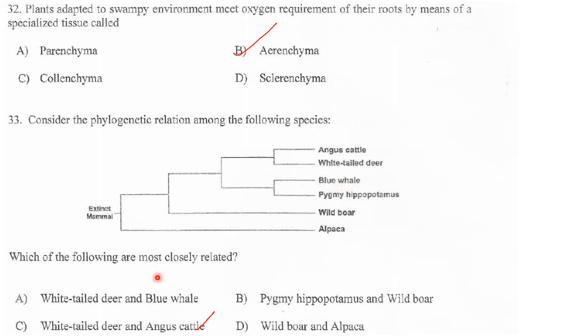So now coming to the options. The first one is white-tailed deer and blue whale. I told you already, they are not closely related. Then you have pygmy hippopotamus and wild boar. Here, this is pygmy hippopotamus and this is wild boar. That is also not closely related. Then you have white-tailed deer and Angus cattle. They both have a common ancestor. If you trace back this particular line, they will reach a common ancestor, so they are more closely related. Whereas wild boar and alpaca are also not closely related. So the answer here is white-tailed deer and Angus cattle. So the answer is option C.